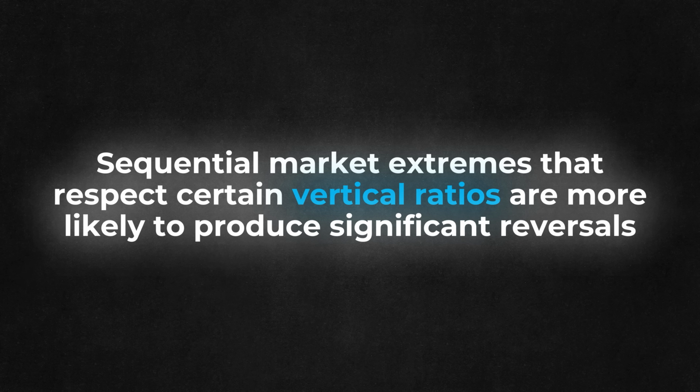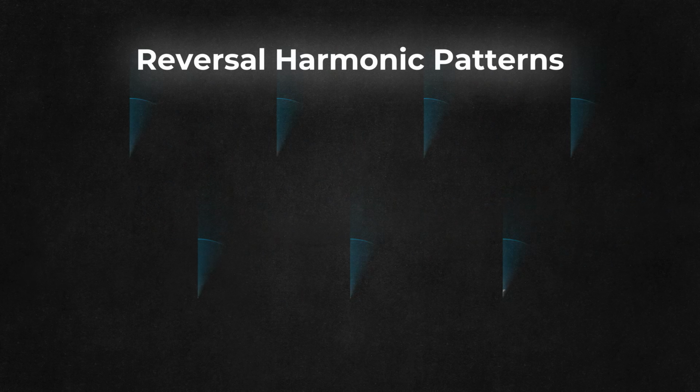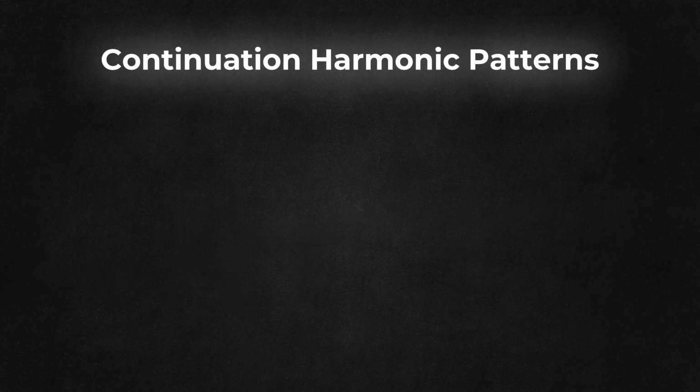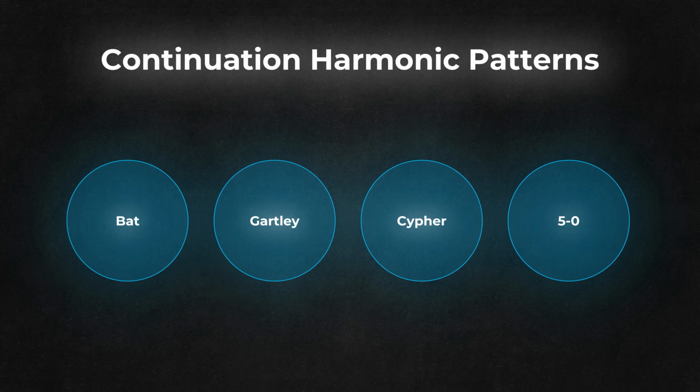Certain harmonic patterns tend to occur more in the continuation of a trend, and certain harmonic patterns tend to occur more at reversals. For example, the alt bat, the butterfly, the crab, the deep crab, the shark, the AB equals CD, and the three drives can all yield interesting results at the end of a trend. Other harmonic patterns yield interesting results in terms of trend continuation. That's the case with the bat, the Gartley, the cipher, and the 5-0 patterns.